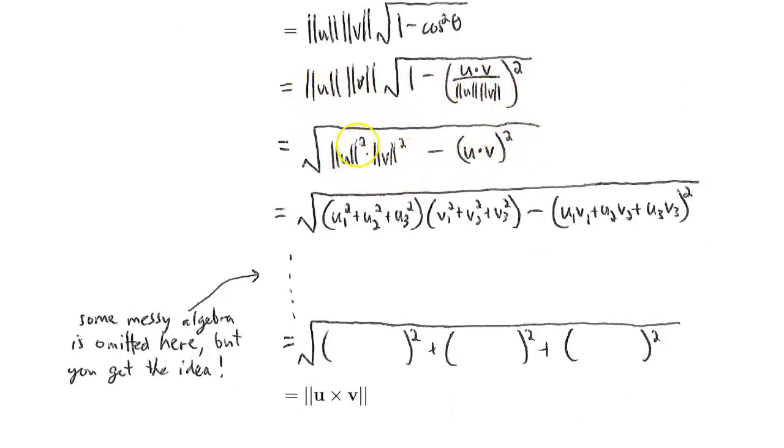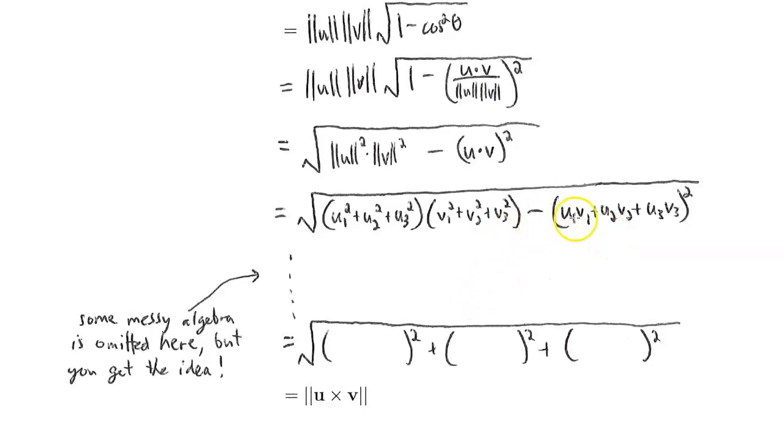And then remember, what's the norm of u squared? That's u1 squared plus u2 squared plus u3 squared. What's the norm of v squared? It's v1 squared plus v2 squared plus v3 squared. If we multiply those together, it's going to be messy algebra. Then minus u dot v, which is u1 v1 plus u2 v2 plus u3 v3. And then it was u dot v squared, so we have to square that. We'll multiply all this out, so do this times this, and then do this thing times itself.